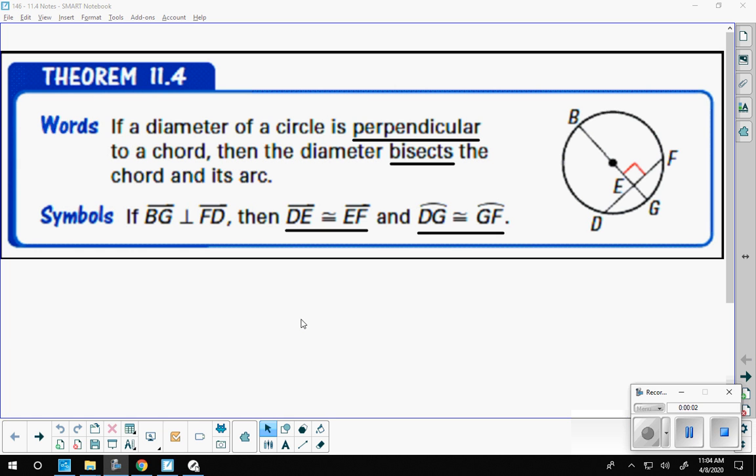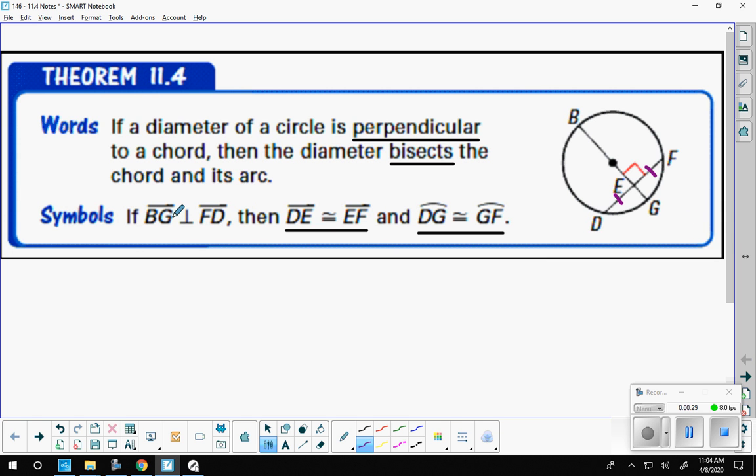All right, section 11.4, we're going to talk about arcs and chords. So if a diameter of a circle, here's our diameter, is perpendicular, 90 degrees, to a chord, for example, chord DF here, then the diameter bisects the chord and its arc. What does bisects mean? Bisects means to cut in half. So that just means this gets cut in half. The chord gets cut in half if this is a 90-degree angle.